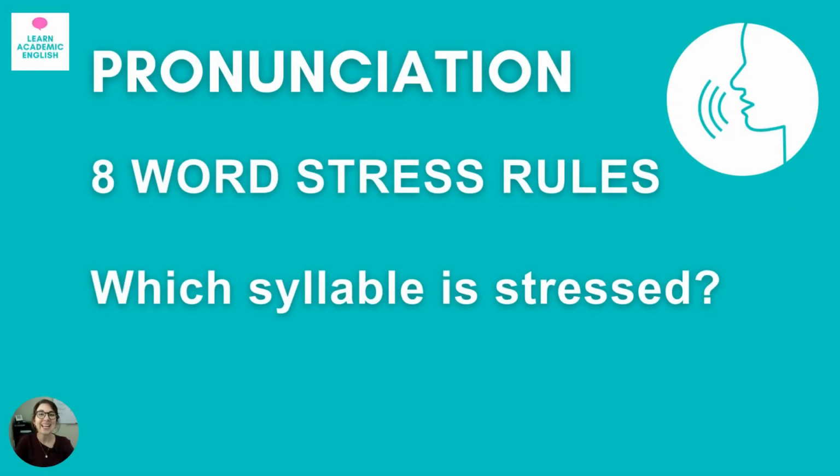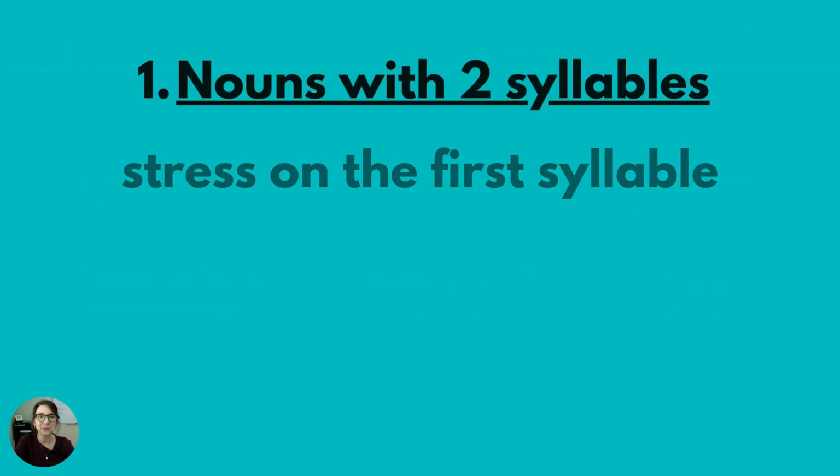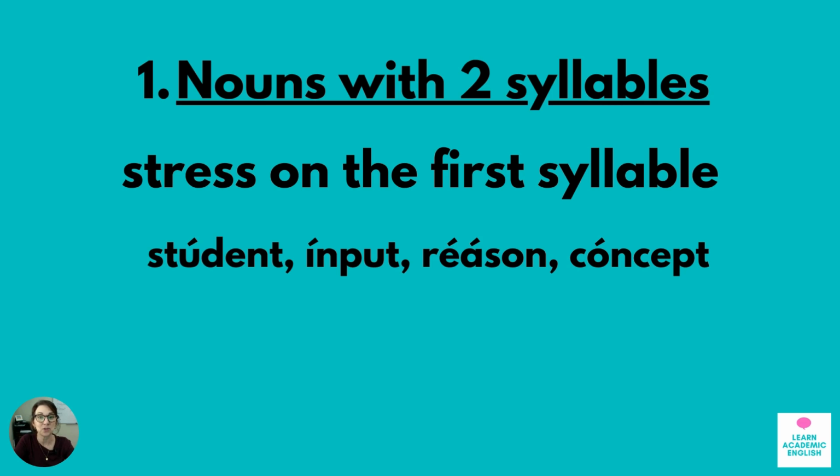Okay, let's get into those 8 important word stress rules. Let's look at 8 common word stress rules in English. And remember that when we're talking about word stress, you're going to think about which syllable is stressed. So in the first rule, we're going to talk about nouns with 2 syllables. There are many nouns with 2 syllables, and most of the time, this rule applies. I think it's about 70% of the time, maybe 80%. Stress is going to be on the first syllable.